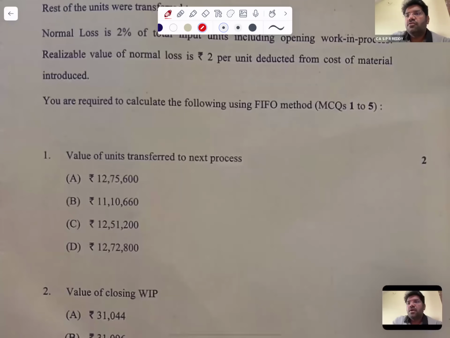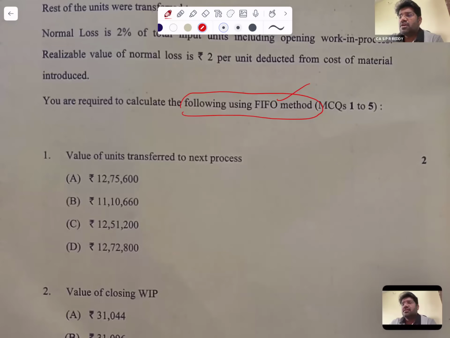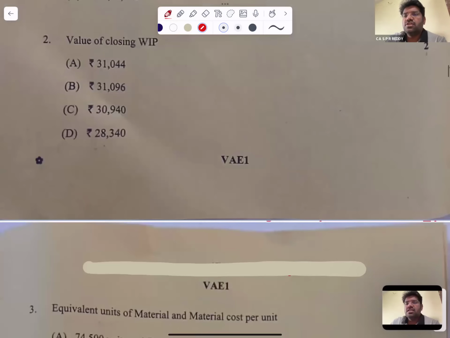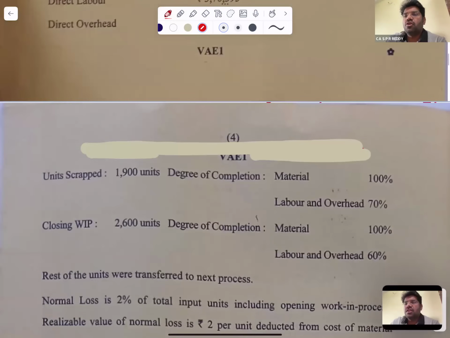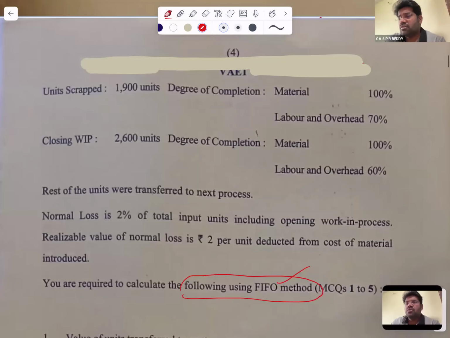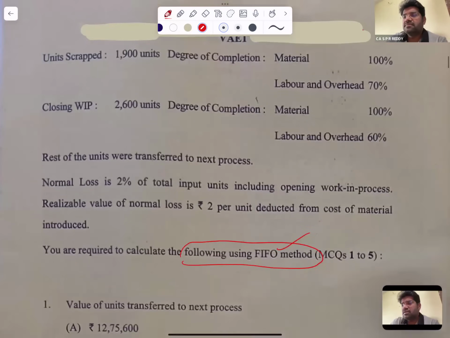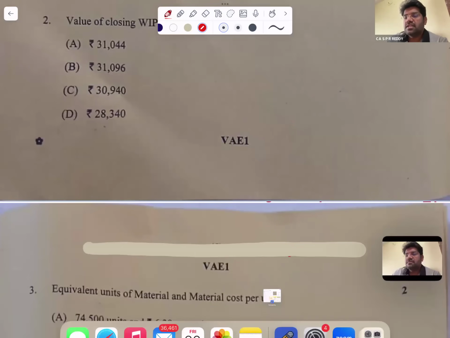You are required to calculate the following using the FIFO method. So clearly it is stated that we need to use the FIFO method for valuation of our inventory. Not just that, even for valuation of the abnormal loss, we need to use this FIFO method only. So if you want to answer all these questions, you need to prepare those 3 statements. What are those? Equivalent units, you need to know. Cost per equivalent unit, you need to know. So that is what I've done here.